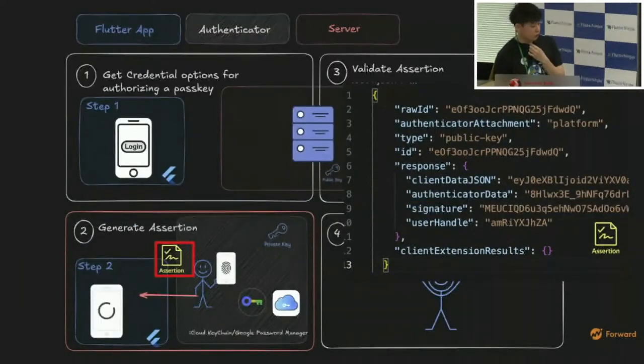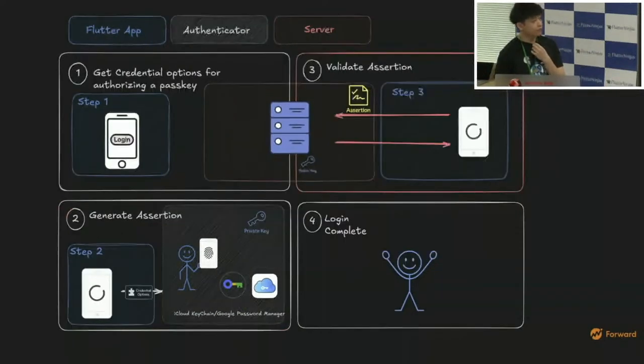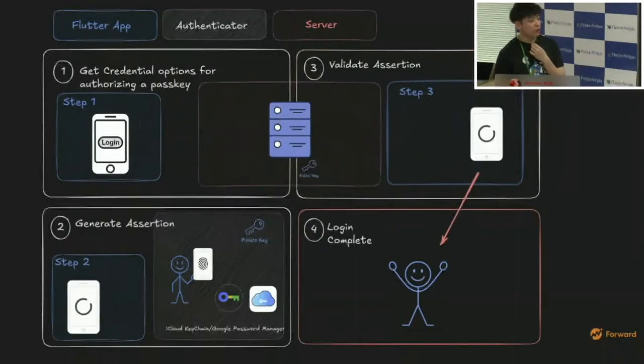Let's go back to the flow. We get the assertion signature from the authenticator. Then we send the assertion signature back to the server. On the server side, the server looks up the public key to validate the assertion signature. With that, login is complete. I bet you now have a solid understanding of both registration and login flow.